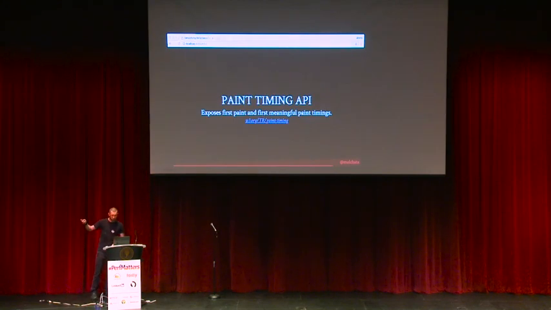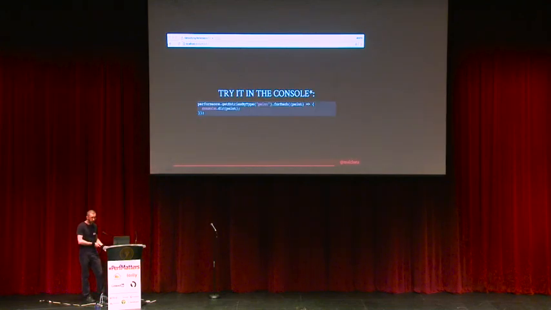Paint timing API, which is really exciting. I haven't used it a lot, but I think it's pretty neat, and I hope it gets expanded because it's currently only 2 metrics, which I'll talk a little bit about. It's easy to try in the console, but I should warn you, it's only available in Google Chrome so far, as I know. As is server timing, I believe. I could be wrong about that.